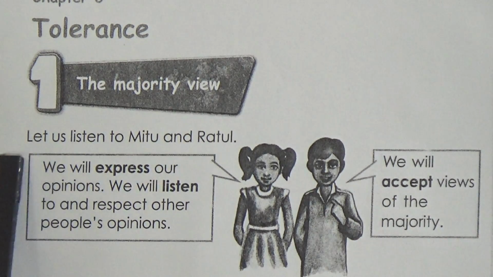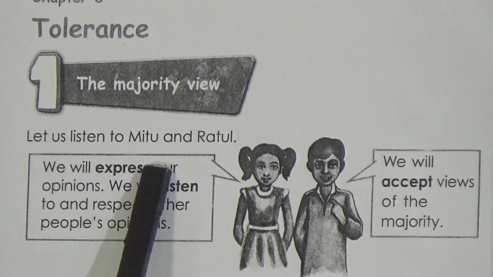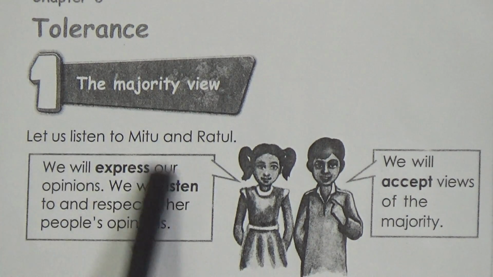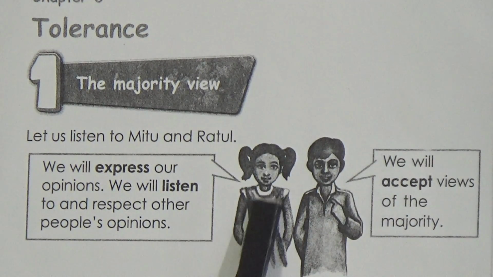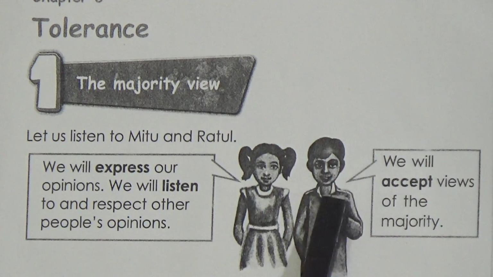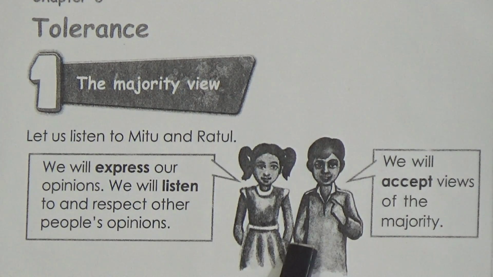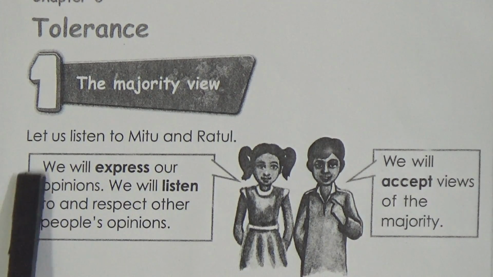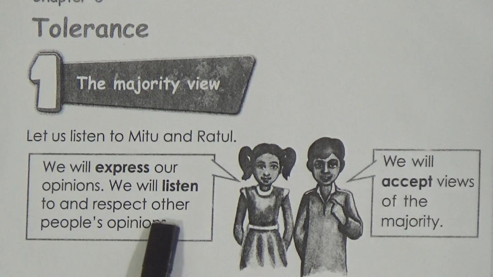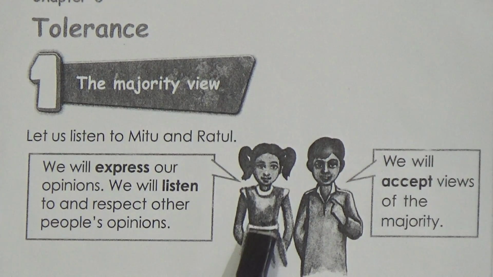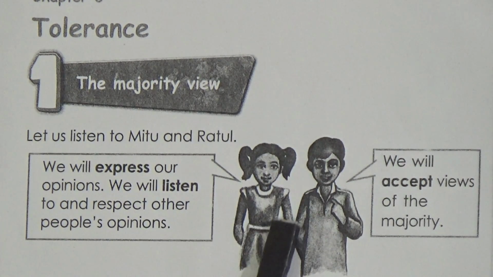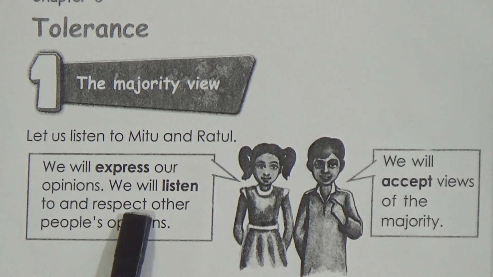So at first let us listen to Mitu and Ratul. So this is the conversation between Mitu and Ratul. There is a girl and there is a boy, and the first one is Mitu and the second one is Ratul. Here they are expressing some opinion and we will try to understand what they are sharing and what the topic is.